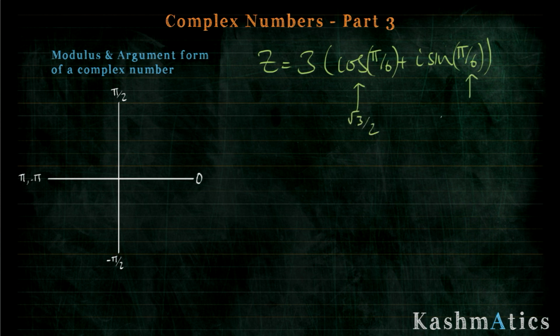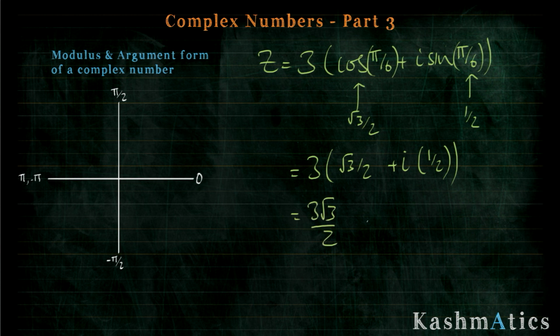The sine of pi over 6 is a half, which means the number becomes 3 multiplied by root 3 over 2 plus i multiplied by a half. And all I do then is expand the brackets. So it'd be 3 root 3 over 2 plus 3 over 2 i. And it's as simple as that. I'll do one more just to hammer the point home, but it is as straightforward as that.